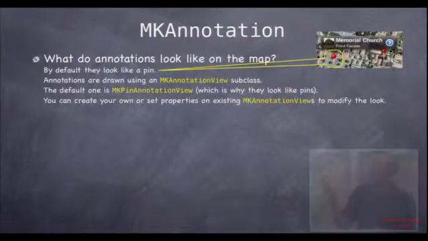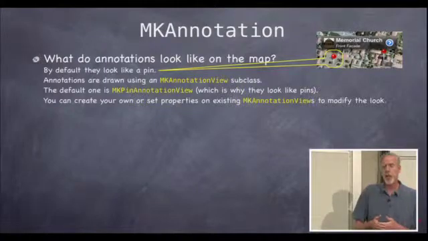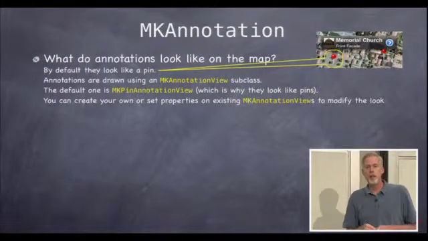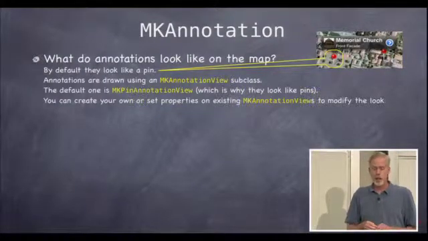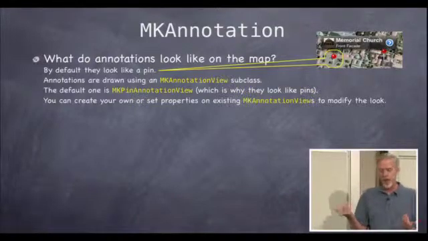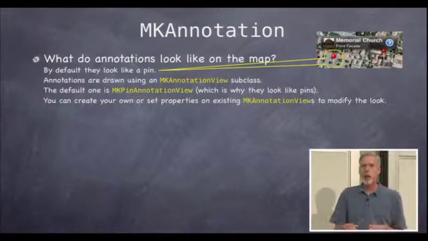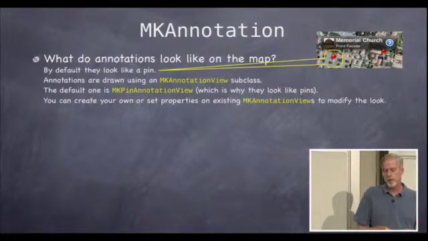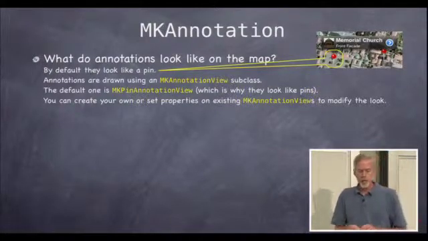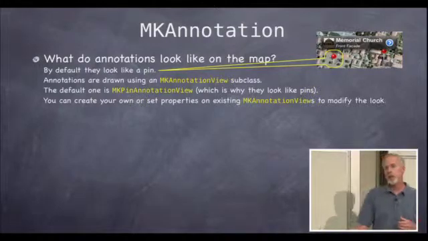You can see that the MKPinAnnotationView, which is a view that's in MapKit, is the kind of default one, and that has a couple of properties on it you can look at, like you can set the color of the pin: purple or blue or red, I think are the choices. So that's kind of the default, but you could create your own subclass of MKAnnotationView as well.